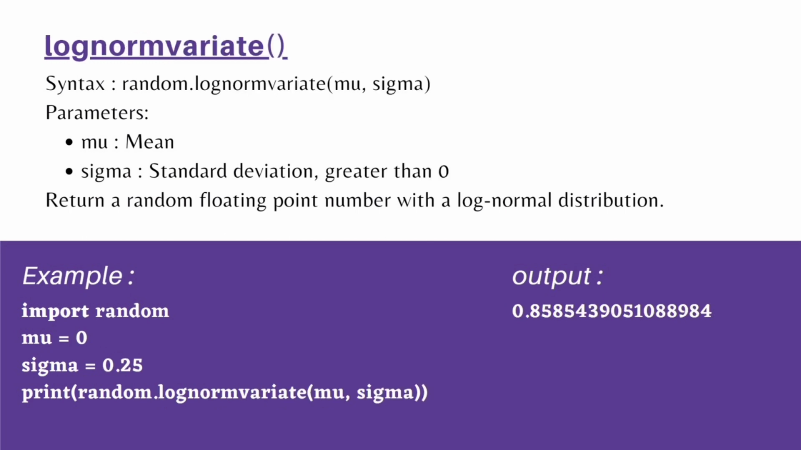Next is lognormvariate. Syntax is random.lognormvariate(mu, sigma). Parameters are mu equals mean, sigma equals standard deviation greater than 0. Returns a floating point number with a log normal distribution.